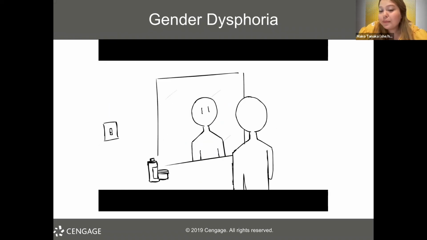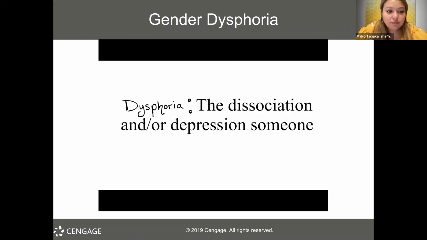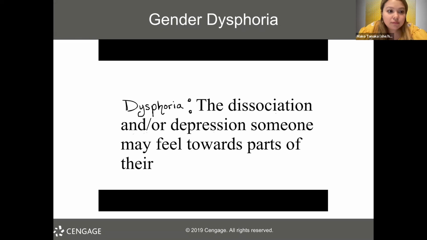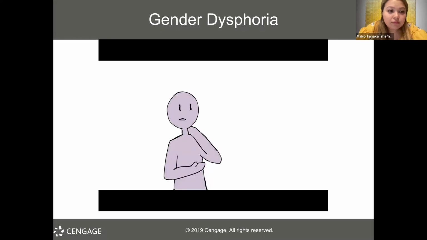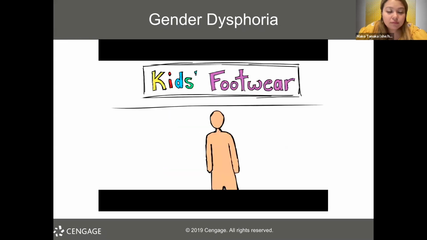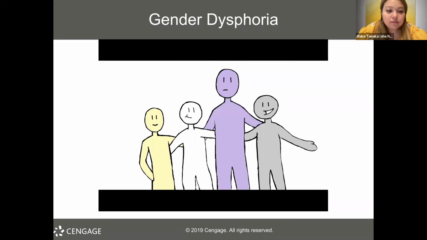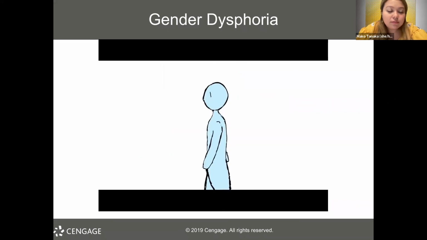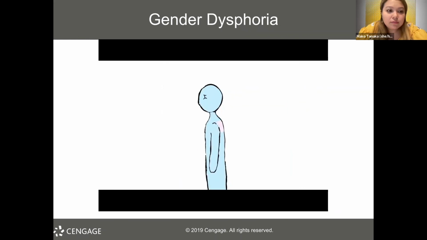Dysphoria, a term many don't know but may still feel. It's basically the disassociation or depression someone may feel towards parts of their body. This can apply anywhere from voice pitch or the chest region to feet size or height as a whole. And when someone is faced with a person misgendering or deadnaming them, it's just another reminder of their dysphoria.